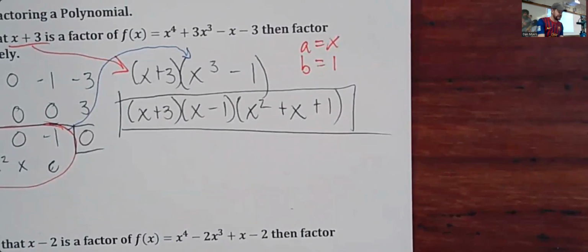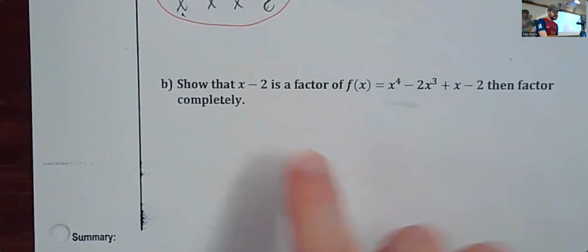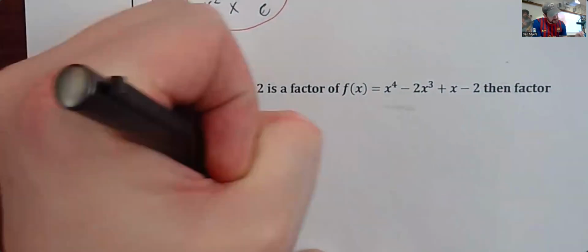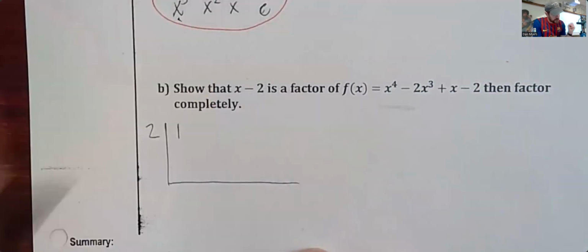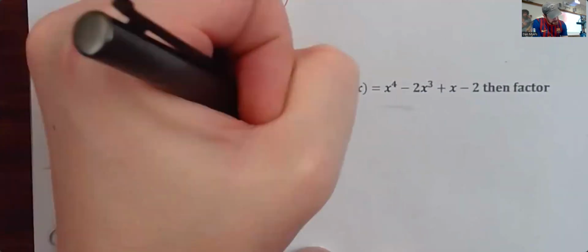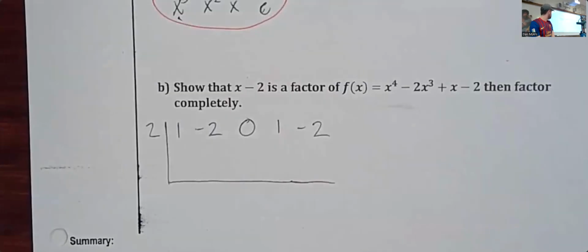All right, last one. Same type of problem. I'm going to be a little bit quicker with it. x minus 2 means that our value on the outside of our division is 2. We're going to set up our synthetic division. We have our quartic, we have our cubic, our quadratic is 0, our linear is 1, and our constant is -2.